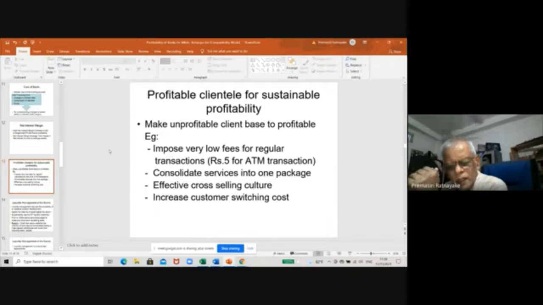So consolidating services into one package is also going to help make the customer profitable to the bank or finance company. An effective cross-selling culture is also going to be helpful to the profitability of the bank and the finance company. And when you increase the customer switching cost, customers going and seeking the services from other competing organizations, when you increase that, the customers will be compelled to obtain the services from this organization because of the increased switching cost.